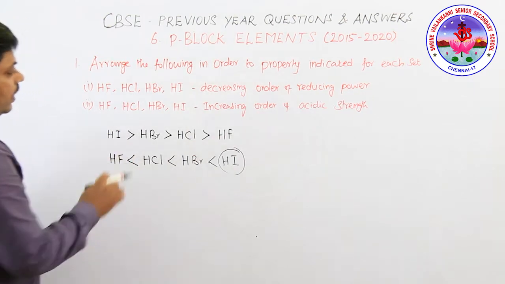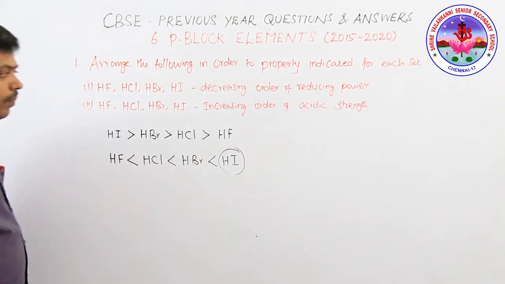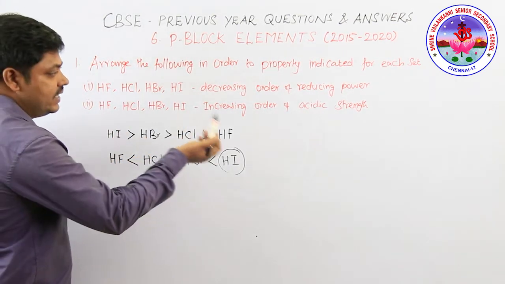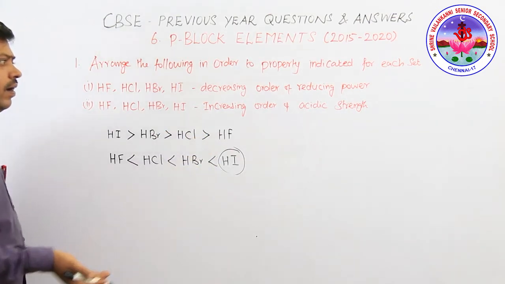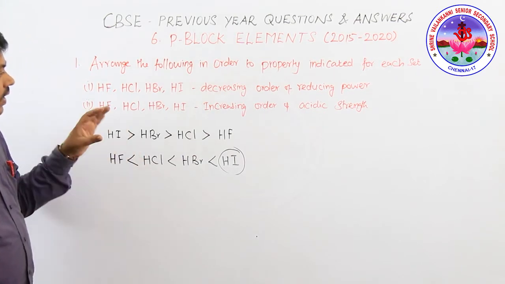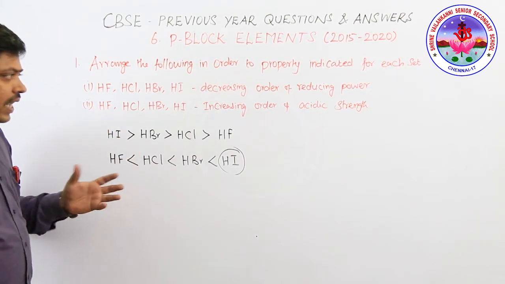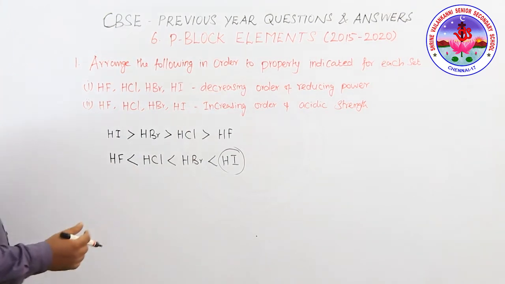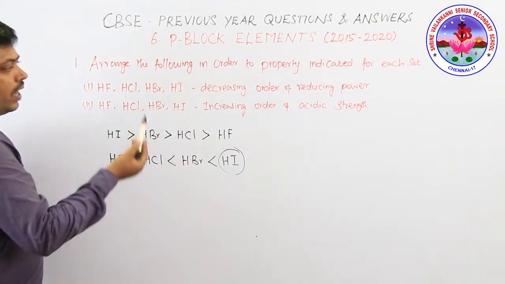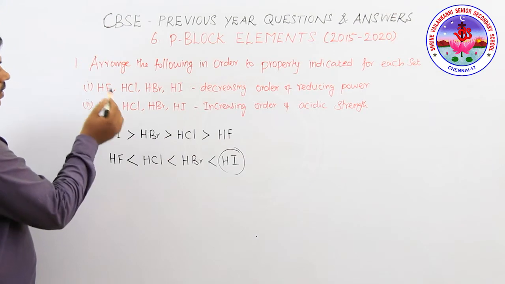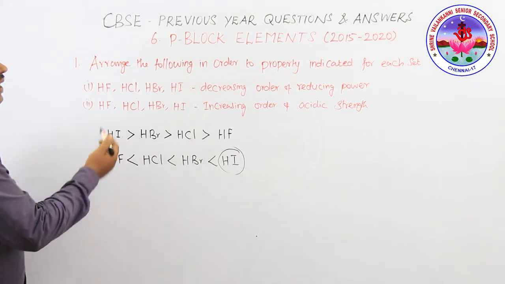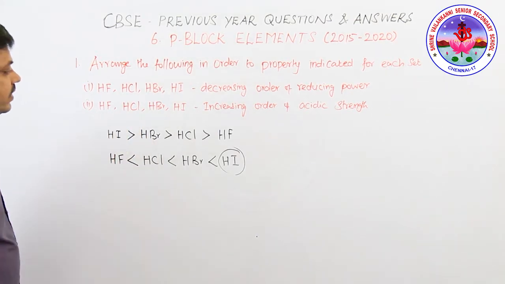You can see in the properties table that the acidic strength values are given. You can see bond dissociation enthalpy, atomic radii, so many things are given there. You can see which order the question asks for, reducing power or acidic strength, increasing or decreasing. After that you can easily identify whether the question is about increasing strength or decreasing strength. You can easily identify this type of question.